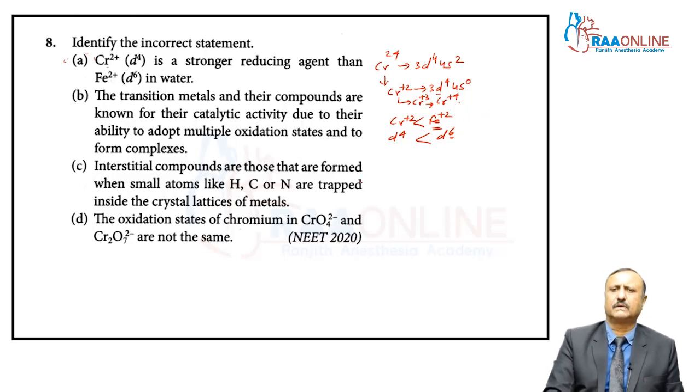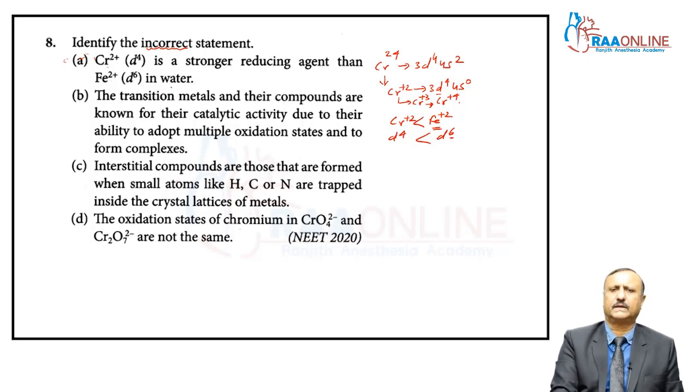What is oxidation, my dear students? When the oxidation number increases, it is called oxidized. A stronger reducing agent reduces another element, but itself is oxidized. So, my dear students, this is the correct answer, but here the question wants the incorrect statement.